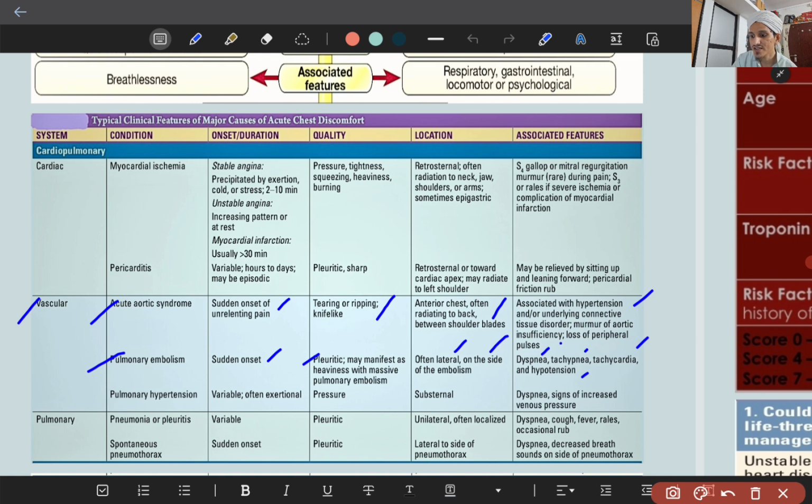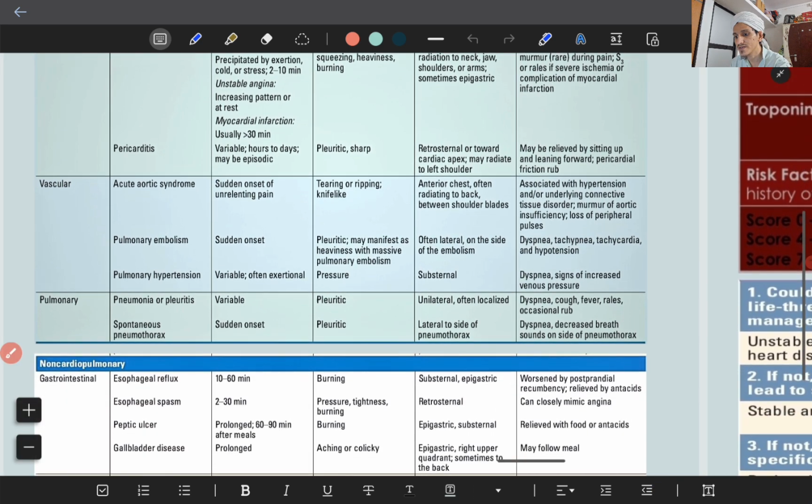Then pulmonary hypertension: often exertional chest pain will be there because of right ventricular hypertrophy. Quality: pressure type, substernal, associated dyspnea and raised jugular venous pressure. Because of raised right heart pressure, there will be raised jugular venous pressure. So those were the vascular causes of chest pain. Next, coming to the pulmonary causes of chest pain.